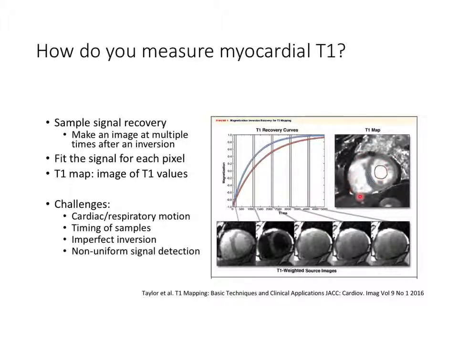So here's an image in which the brightness of a pixel is the T1 value, right? So it's a map of the T1 value. Obviously out in the air, in the lung, we have a noise field, because we don't really have any data out there. But we get a consistent T1 value for blood and fairly consistent for myocardium.